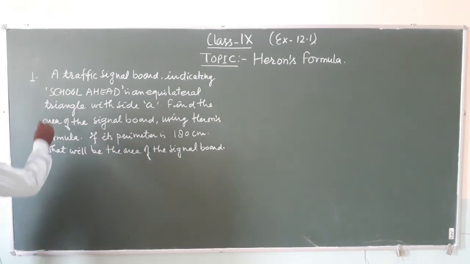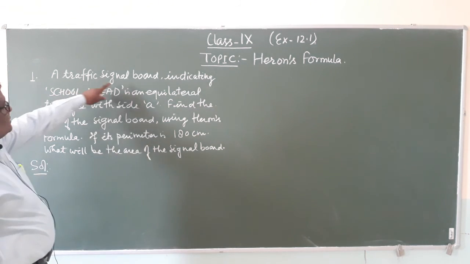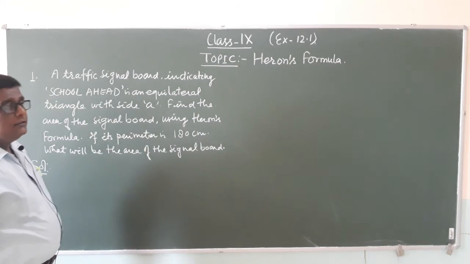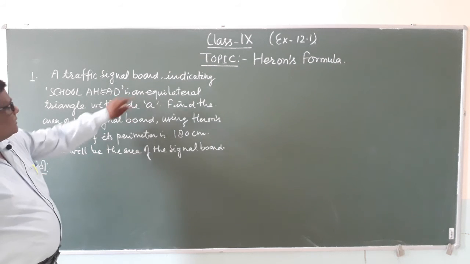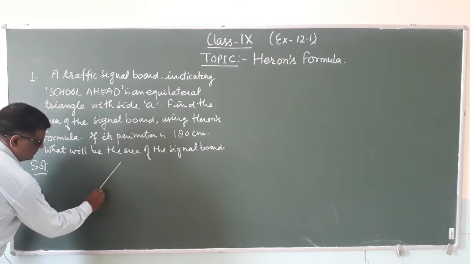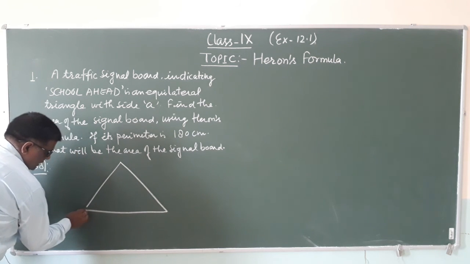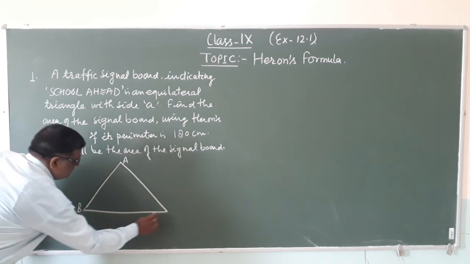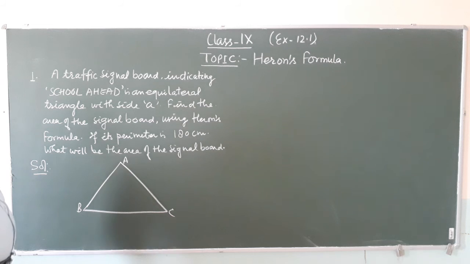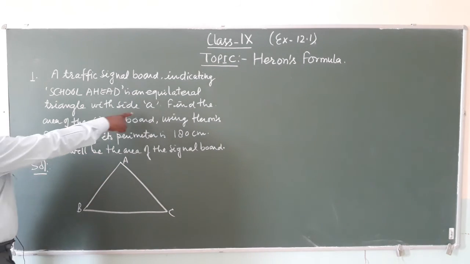Now this question is based on the given formula, so first of all let us write the solution. A traffic signal board indicating school ahead. What is the shape of the school ahead board? It is an equilateral triangle. Now a question arises, what is an equilateral triangle? We know that a triangle having all the three sides equal is known as an equilateral triangle. So the side given in this question is A.